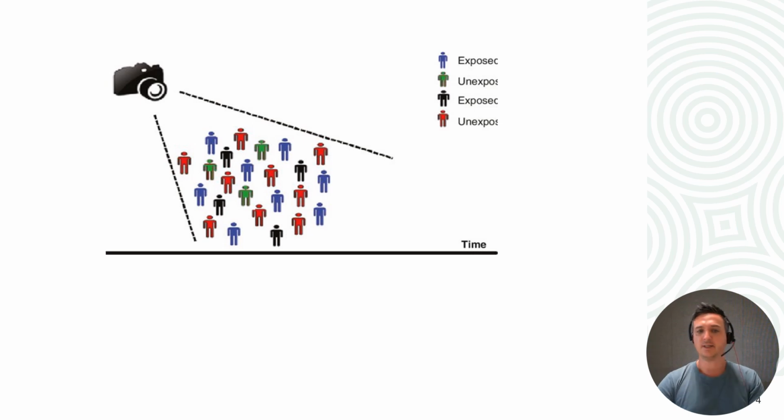First of all, let's consider cross-sectional studies. Cross-sectional studies take a snapshot of a population at a single point in time. And that allows them to help identify associations between different variables.